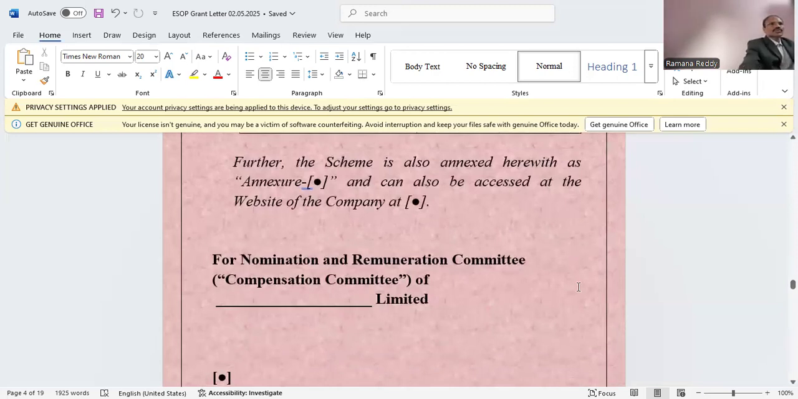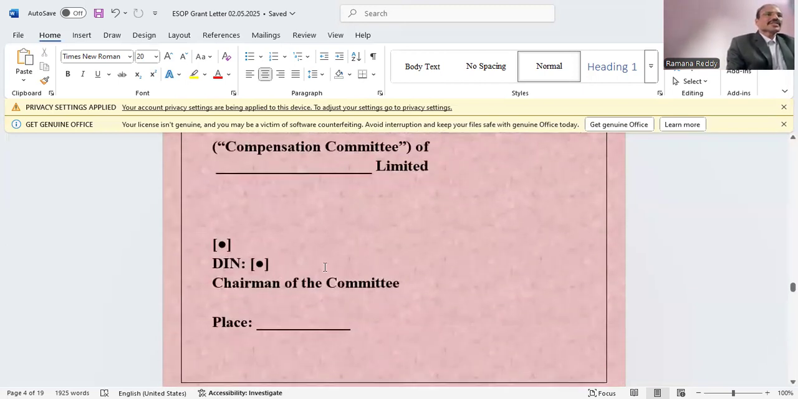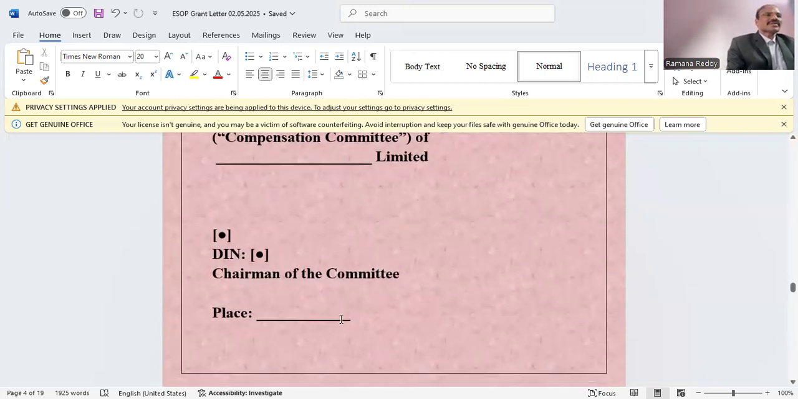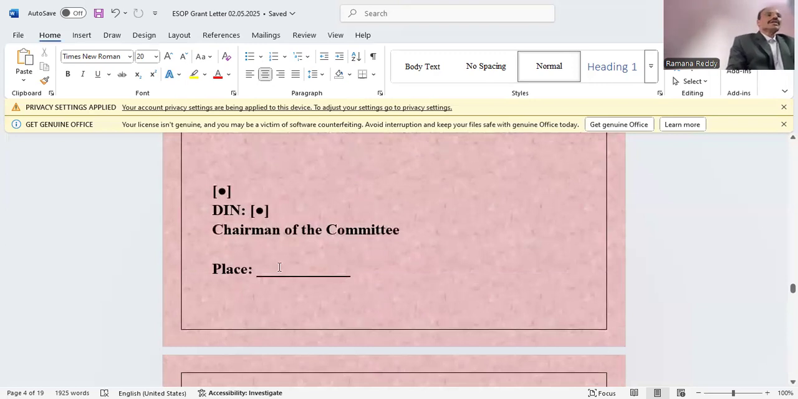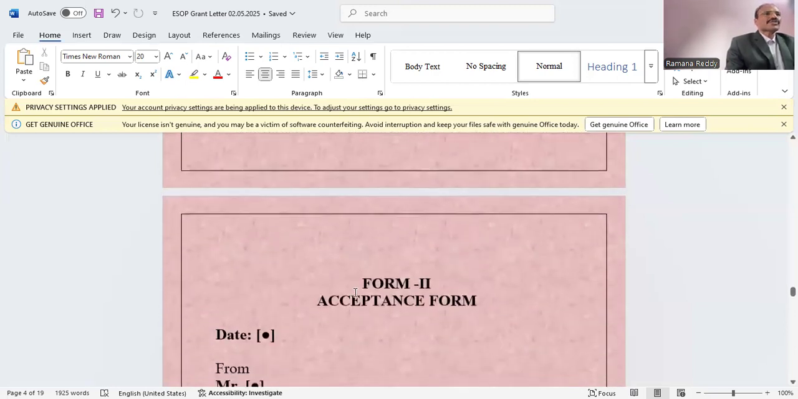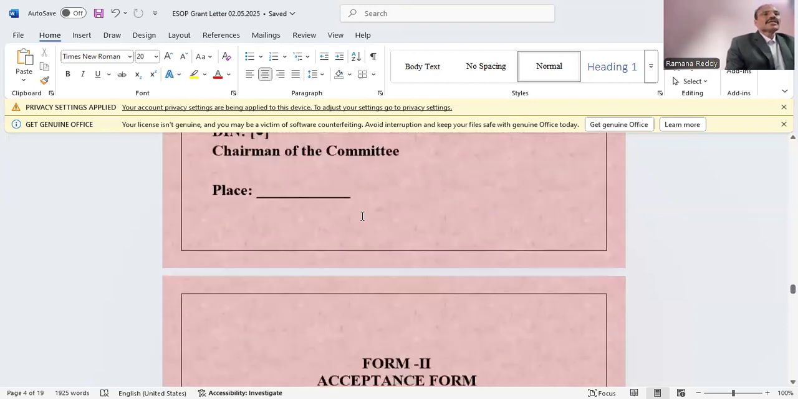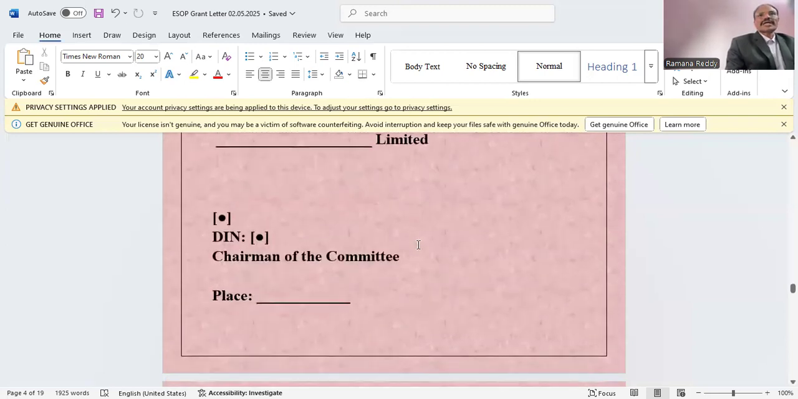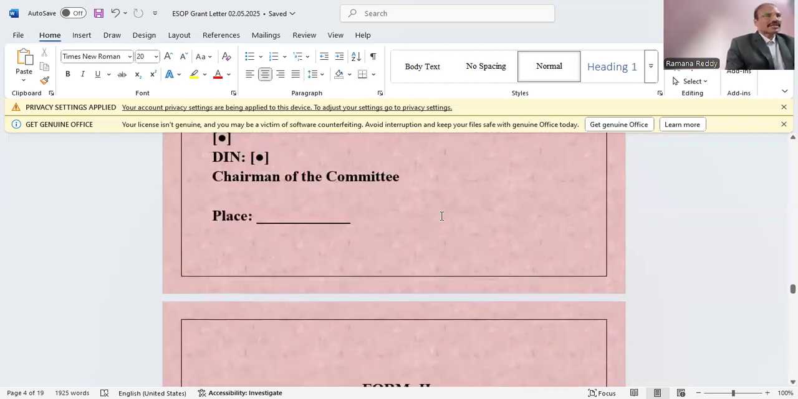Then next, this will be signed by the nomination remuneration committee chairman. The chairman of the committee will sign, and write the date, the place where he is signing, and his DIN number. So the chairman of the nomination committee will sign and issue this letter. Then this is the grant letter I have explained. Covering letter I have explained. After the covering letter, the grant letter I have explained.